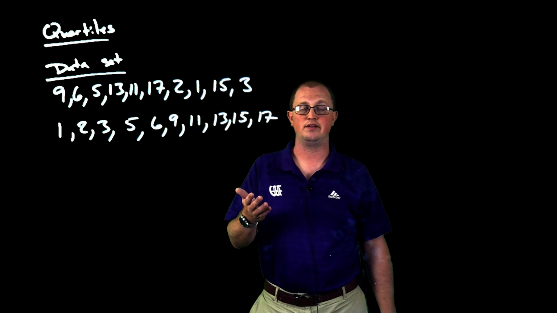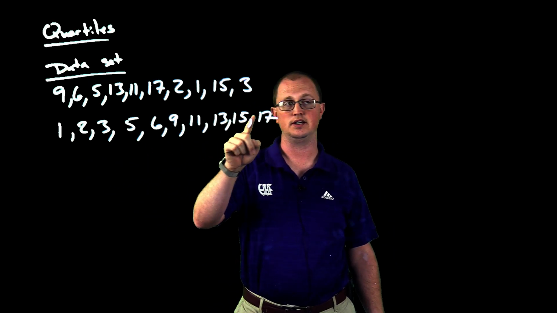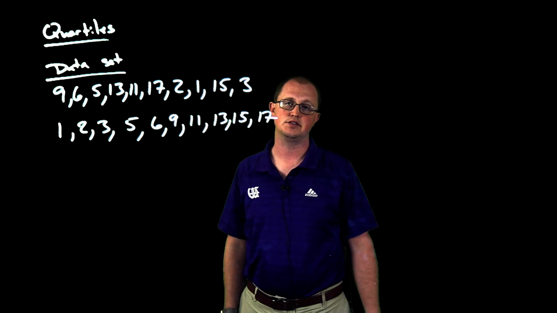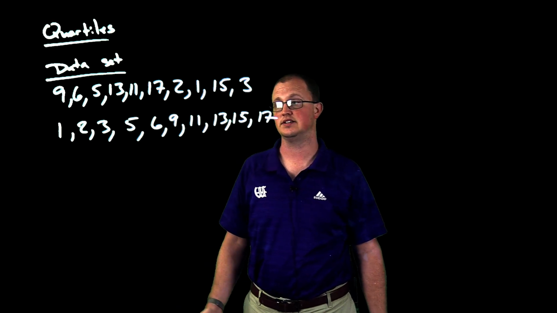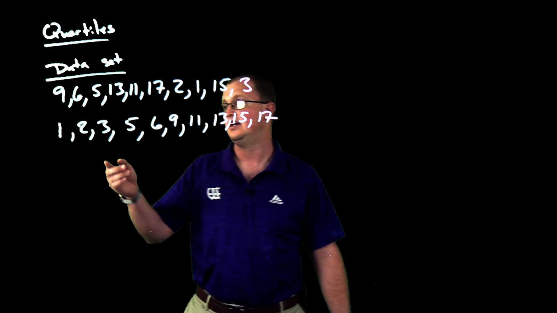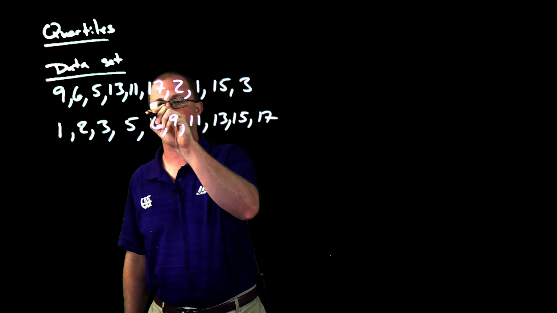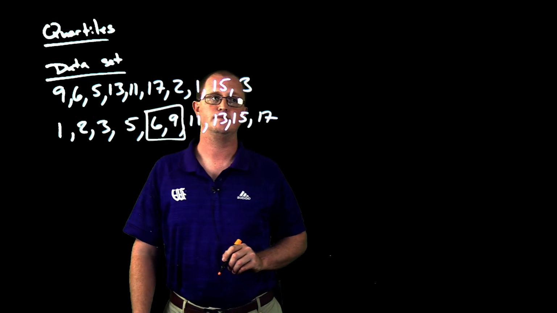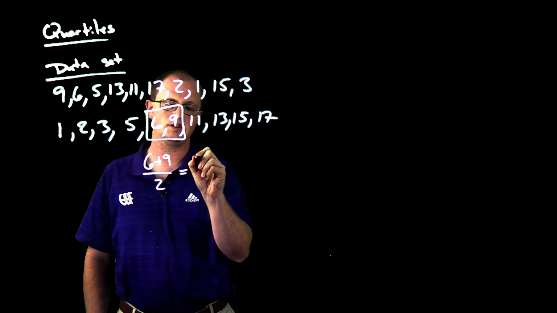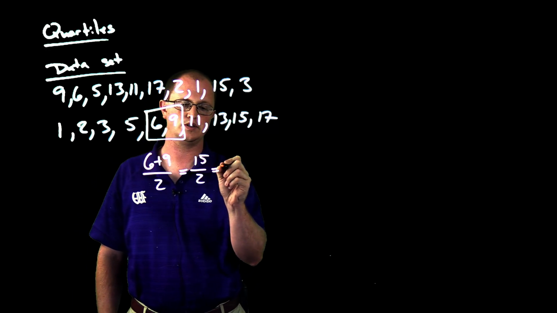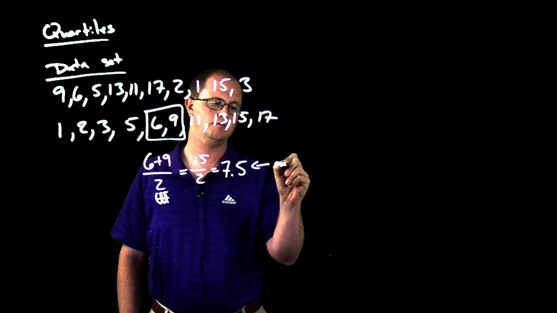And then we look at how many values we have. In this case, we have 1, 2, 3, 4, 5, 6, 7, 8, 9, 10 values. And so we have an even number of values, which means we're going to have two middle values. In this case, values 5 and 6 in order: 1, 2, 3, 4, 5, 6. So that's going to be 6 and 9. And so we take the mean of that. So 6 plus 9 divided by 2 is equal to 15 divided by 2, which is equal to 7.5. So this is our median.